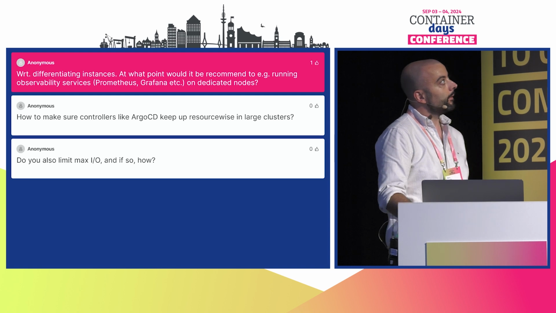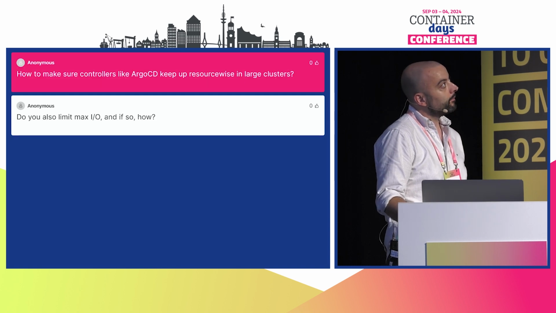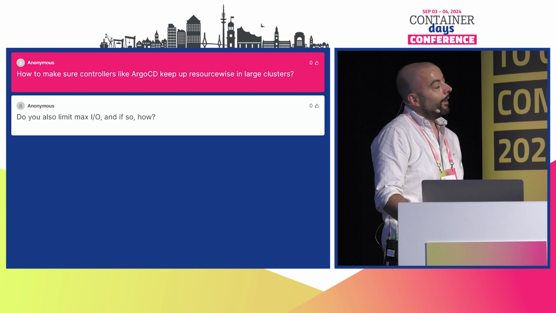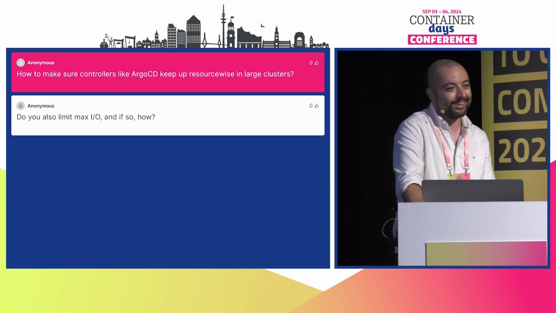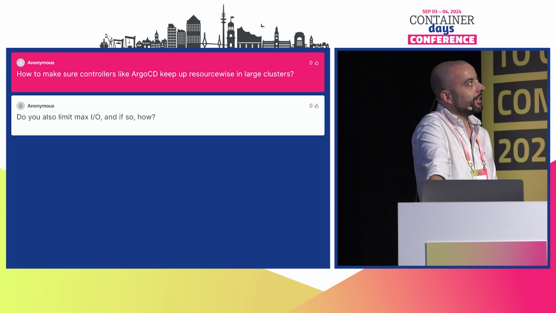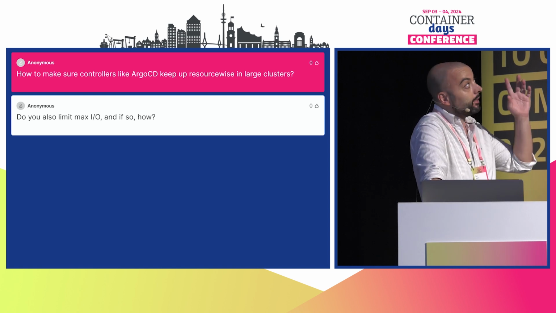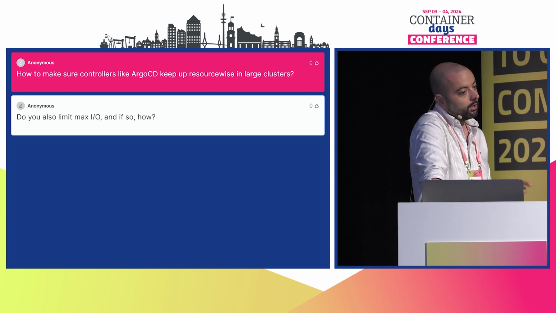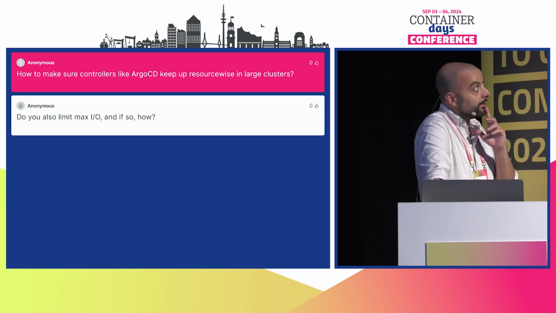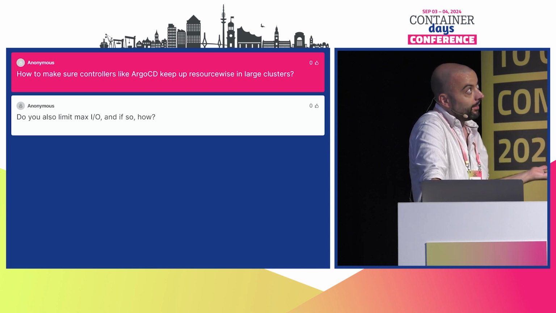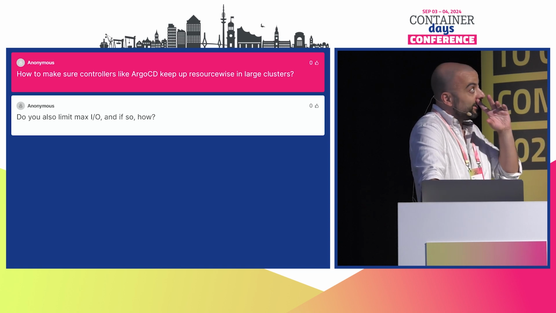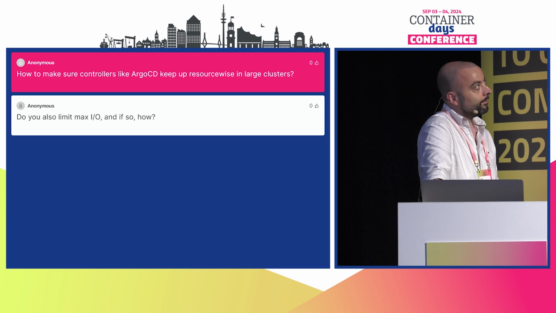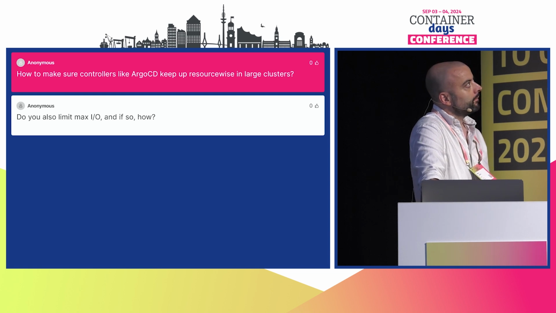The next one is, how do you make sure controllers like Argo CD keep up in large clusters? That's a very good question. One, making sure that they are scheduled on the right nodes. And two, an important thing that maybe is not in the documentation, you should also make sure to reserve resources for system components on nodes, so kubelet and things like that. If your node is healthy and Argo is scheduled on a node that is not 100% utilized, it should be okay on paper.